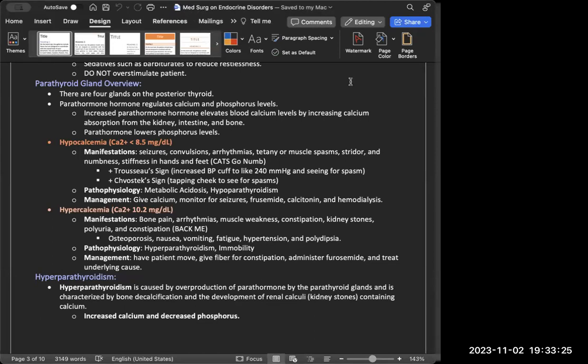Now, does anybody remember, when you have hypocalcemia, what the two signs are that let you know this person has hypocalcemia? What can we test? Does anyone remember what Chvostek's sign is? I don't know how to say his name, but the Chvostek's sign, that one.